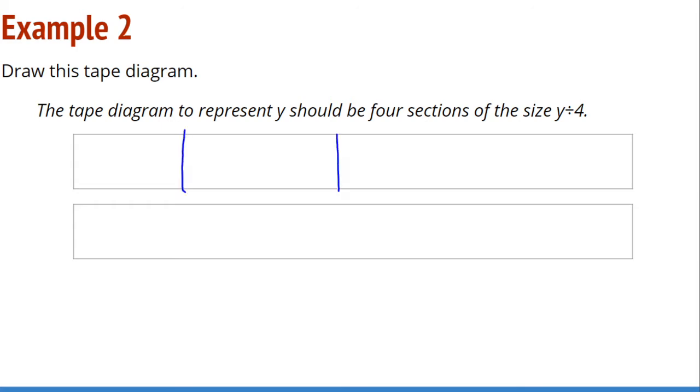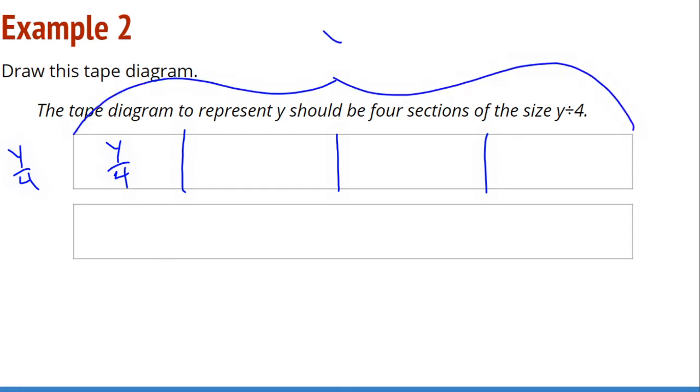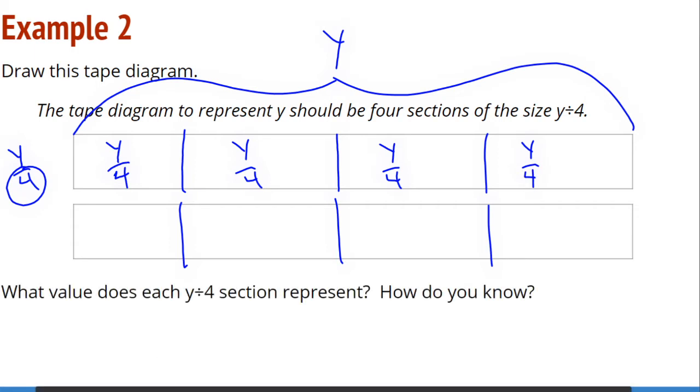And I'm going to do it again because I want you to see here. So I had y divided by 4, which was one of these little sections here. But y is 4 of these because it was split into 4 parts, so I need 4 of them to make a whole. And each one of those y divided by 4s is 2.